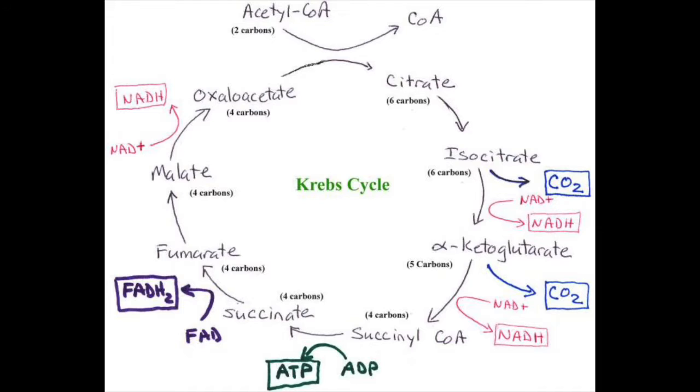During the 8 reactions that take place for every molecule of acetyl-CoA, the cycle produces 3 NADH and 1 FADH2, along with 1 molecule of ATP. The first reaction of the citric acid cycle is catalyzed by the enzyme citrate synthase. In this step, oxaloacetate is joined with acetyl-CoA to form citric acid.